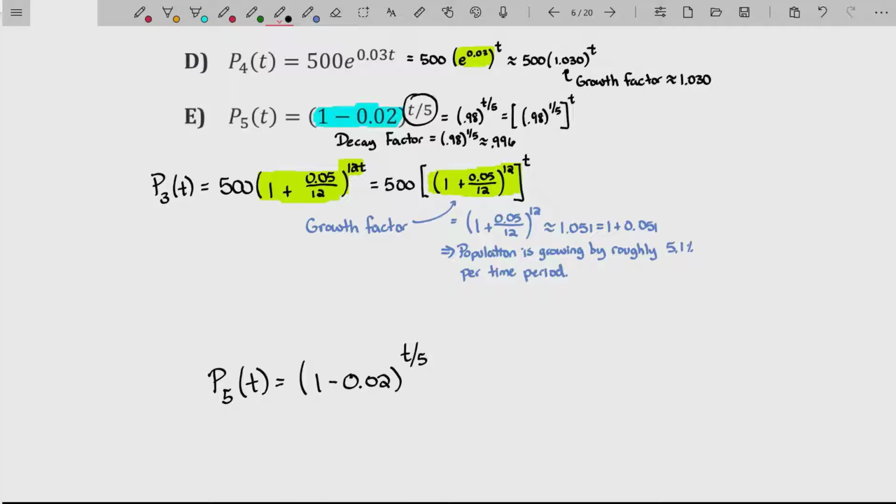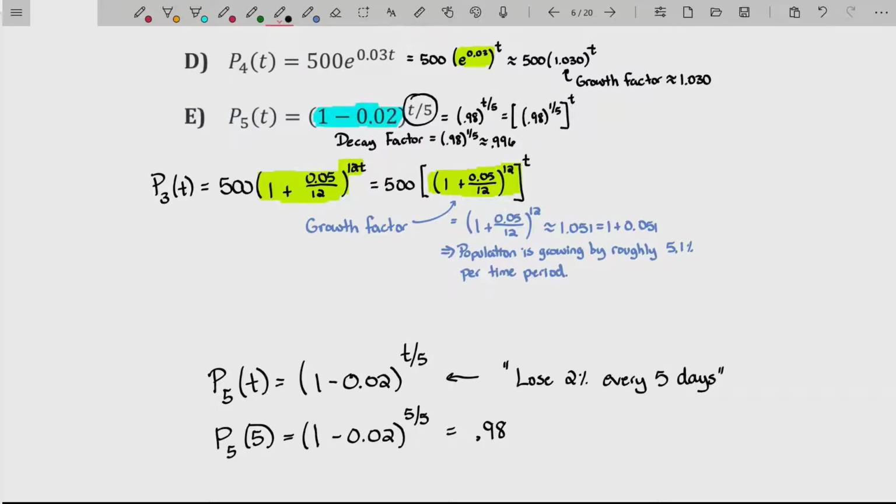It takes 5 full days for us to lose 2%. Because if you do the mathematics here, this comes down to 0.98 to the first power. So we get to keep, after 5 days, 98% of the population. So we've lost a full 2% after 5 days. Another way to read something like this is that the result is that we lose 2% of the population every 5 days.